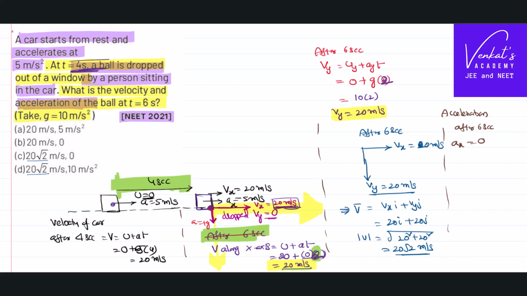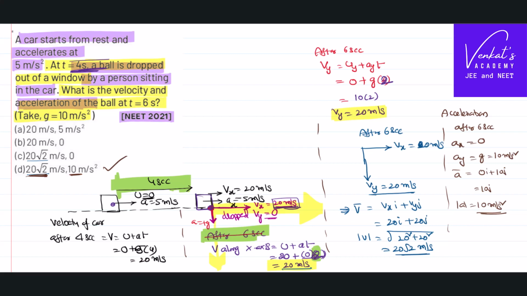So it's not having acceleration along x direction. ay is equal to g itself because it is under the influence of gravity, that is 10 meter per second square. So a bar is automatically 0 i cap plus 10 j cap, that is 10 j cap. Magnitude of a is 10 meter per second square. So after 6 seconds, there is an acceleration of 10 meter per second square and a velocity of 20 root 2 meter per second. That's the answer for the problem.